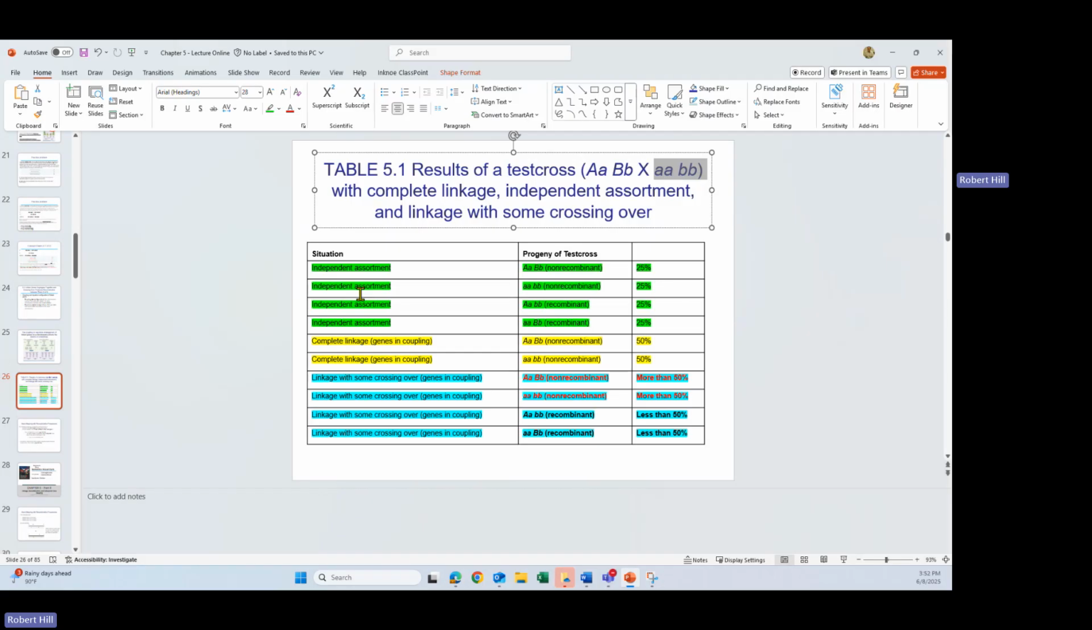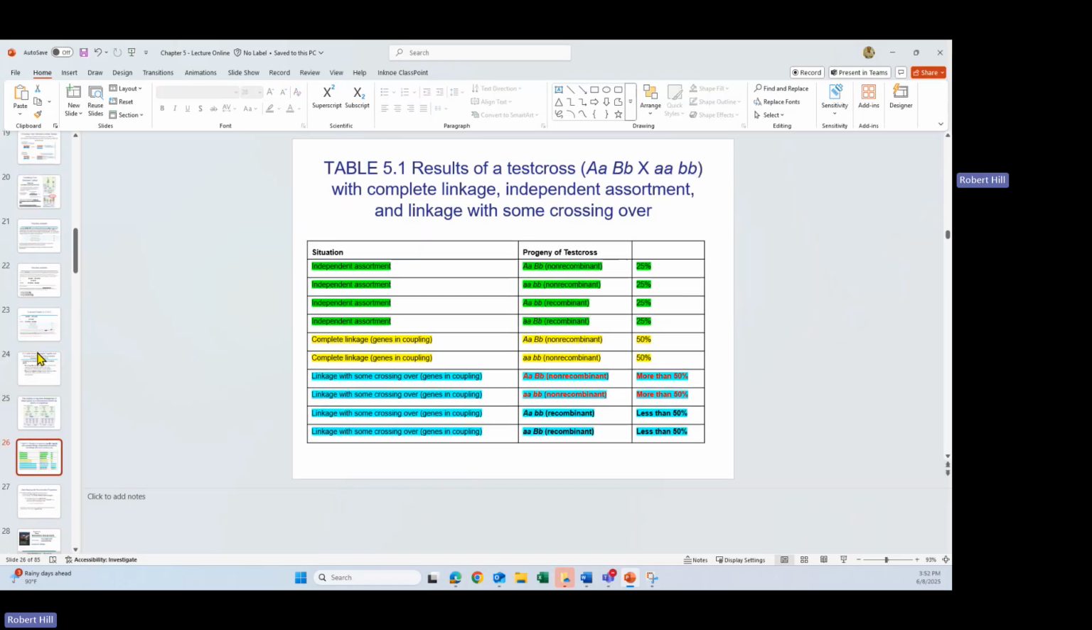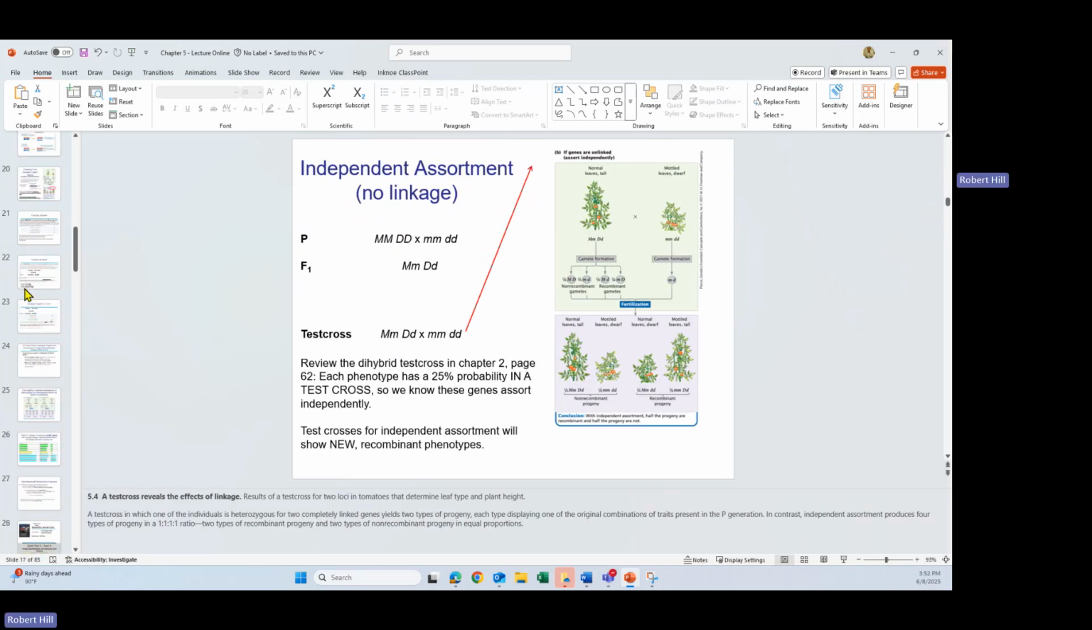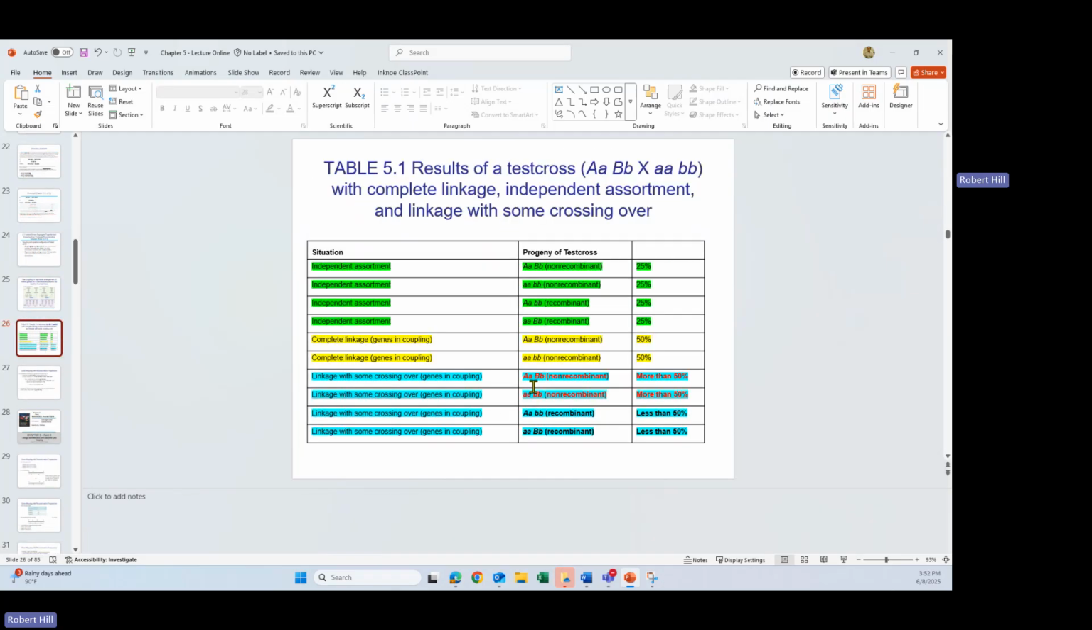In examples with complete linkage, you are going to have no recombinants, and it's going to be a 1-to-1. Remember I told you that those two figures are very important. Got to know those.